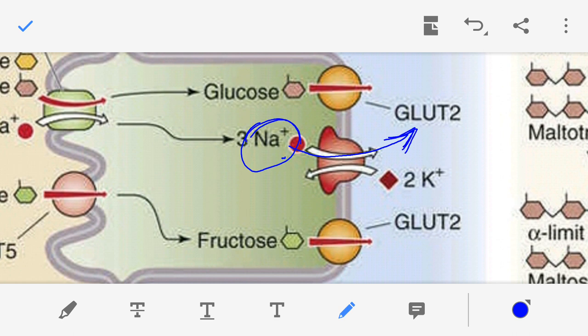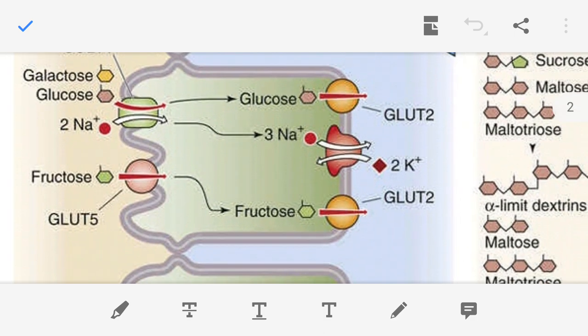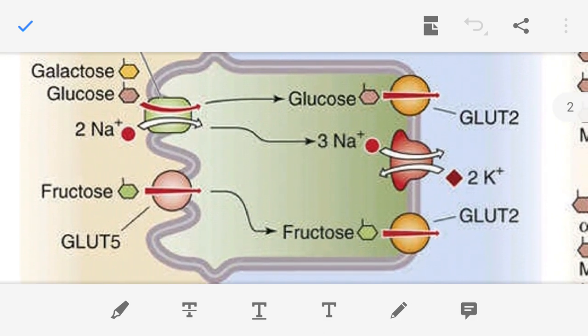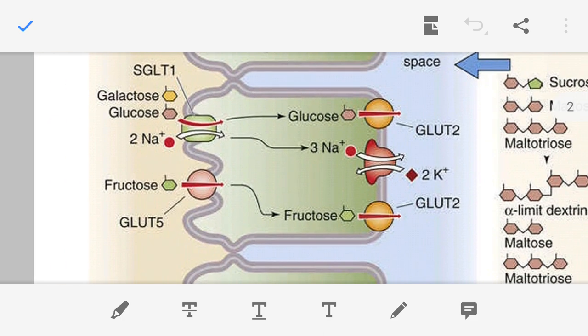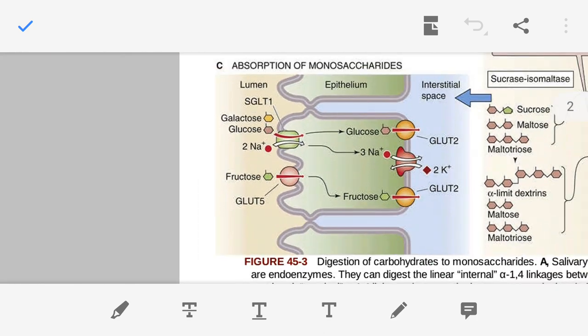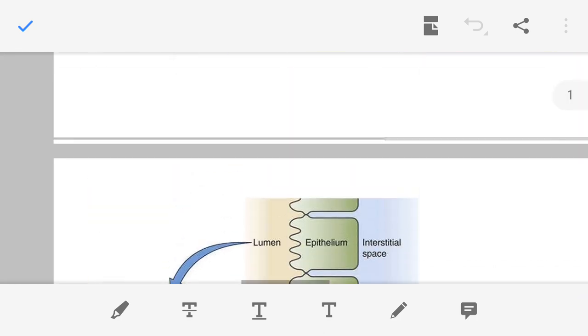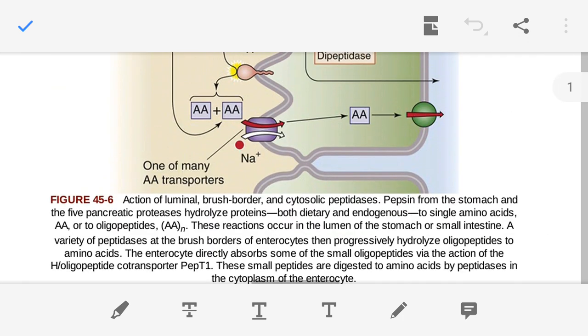As the Na plus leaves the cytoplasm and enters the interstitial space, what happens in the cytoplasm? The concentration of Na plus decreases. So now a concentration gradient is developed, that is, the electrochemical gradient is developing. And how is this development taking place? In the figure I am explaining this.